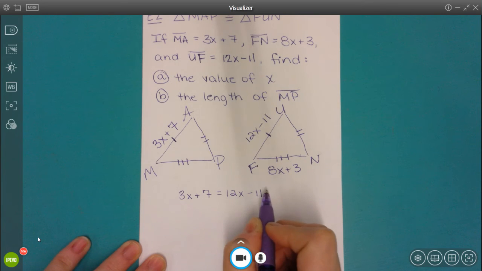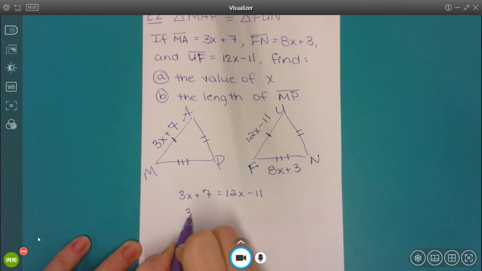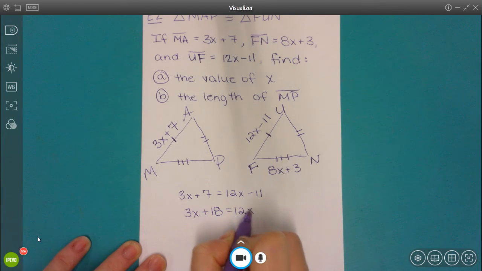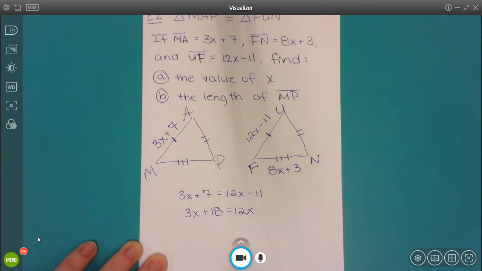I'm going to add 11 first. So I have 3x plus 18 equals 12x. Plus 18, excuse me. I added 11. Subtracting 3x gives me that 18 is equal to 9x. So part A, x will be equal to 2.